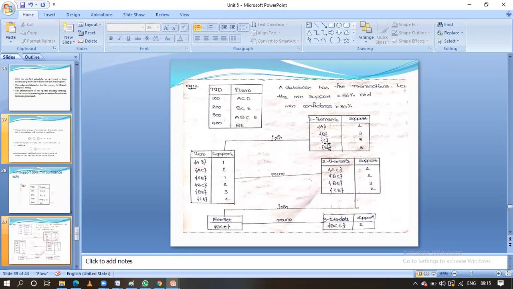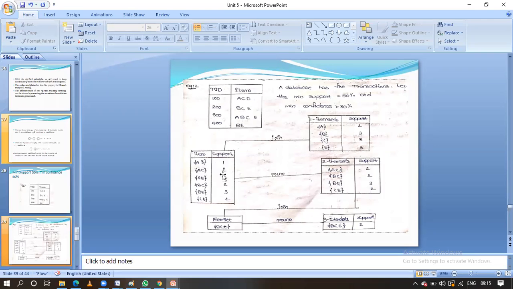A, B, C and E. These items have satisfied the minimum support, that is 2. From this one we are going to generate the 2 item set. For that we have to write down the join operation with A, B, C and E. First, A is combined with B, A is combined with C, and A is combined with E. The next ones are B with C, B with E, and CE. All the combinations we have to write down.